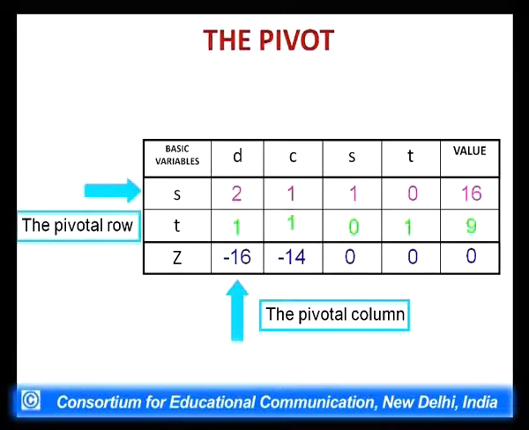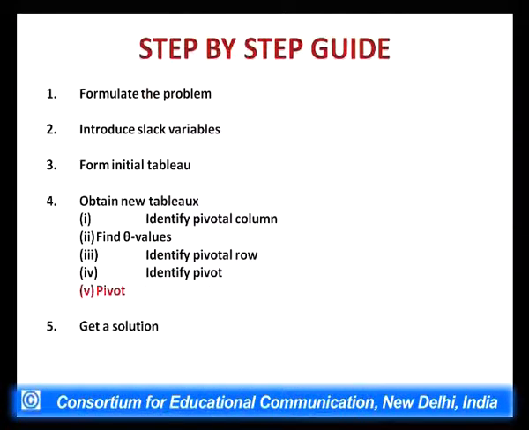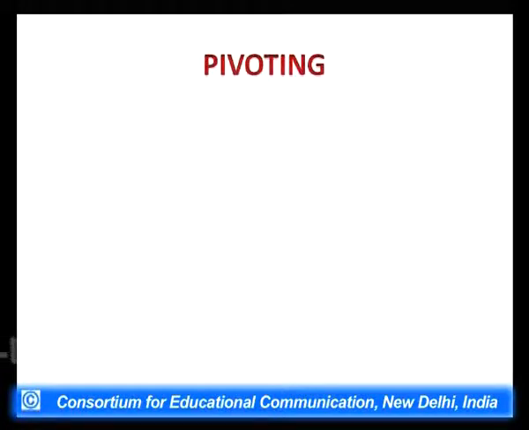So it is shown in the slide also, and where these two cross, pivotal column and pivotal row, that particular cell is called the pivot of this problem. So 2 is the pivot of this problem, because 2 is the cell where the pivotal row and the pivotal column are crossing. So this is the pivot, 2 is the pivot. Next, we have found the pivot of this problem. So pivoting is to be done now.